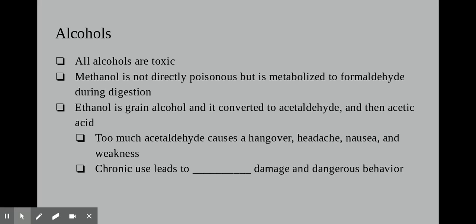Chronic use, what does it hurt? Well, it hurts a lot of things, but the thing that is most likely to receive damage, your liver, of course.